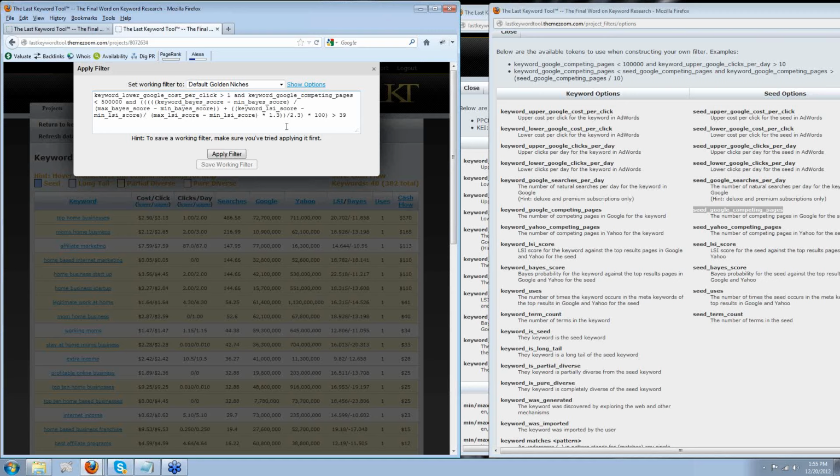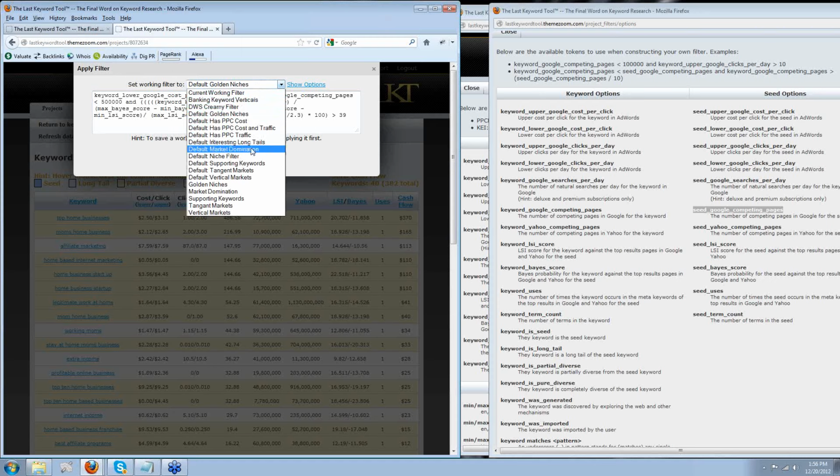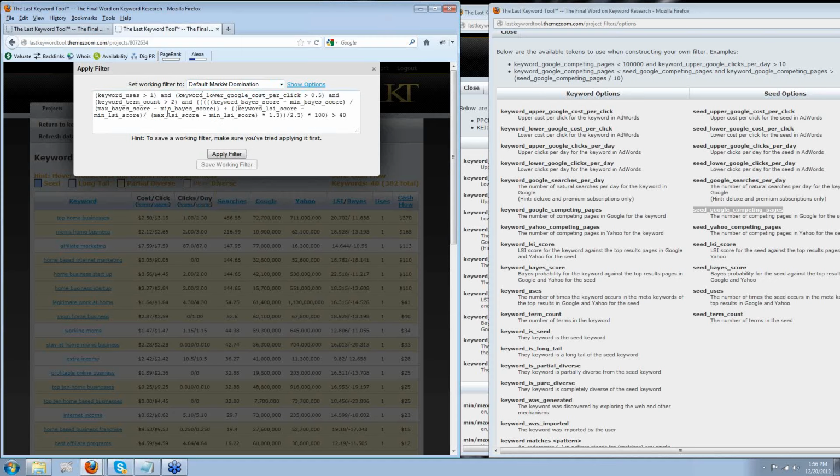Chances are high you're not going to see the same keywords on all of those different filters, because market domination is geared specifically toward, let me just see if market domination is here. Yeah. Market domination is going to be more toward broader terms. You've got some interesting ideas going on here. Keyword uses is greater than 1, and the cost per click is greater than 50 cents, and the keyword term count is greater than 2. That's the number of shingles in the keyword.